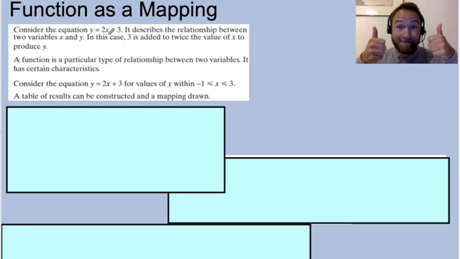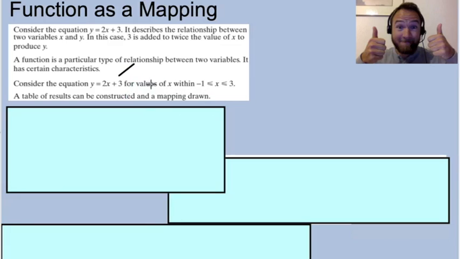Consider the equation y equals 2x plus 3. It describes the relationship between two variables x and y. In this case, 3 is added to twice the value of x to produce y. A function is a particular type of relationship between two variables. It has certain characteristics. If we consider the equation y equals 2x plus 3, we know from our days of graphing, this would look something like this, just a straight line.